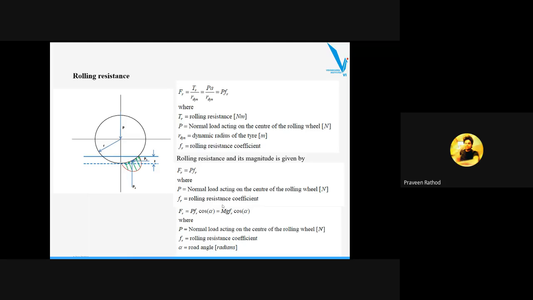Just the rolling resistance, because it depends on the performance of the vehicle. So that's why I'm going through the rolling resistance of a conventional vehicle or hybrid electric vehicle. Any vehicle you take, the rolling resistance plays an important role. Which are the functions of the rolling resistance coefficient?